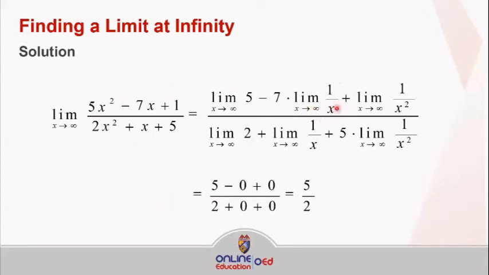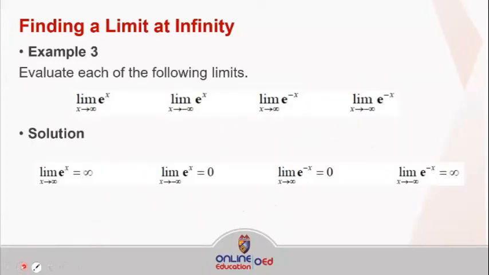Ang value nito is 0. Same din dito sa limit natin where we have the 1 over x squared where x is approaching infinity. So 0 din siya. And then for the limit of 2 where x is approaching infinity is same pa rin siya as 2. Then for the limit of 1 over x where x is approaching infinity is same as 0 and same lang din dito. Therefore, ang value natin for this problem, we have 5 over 2. Yun yung final answer natin for this problem.